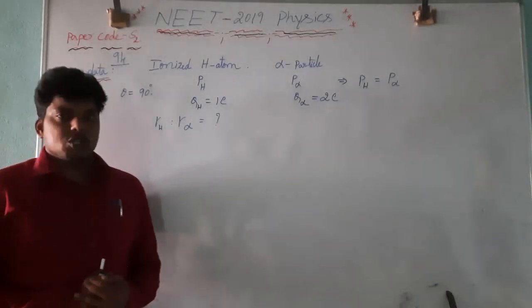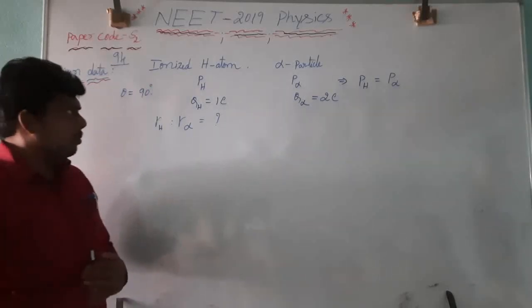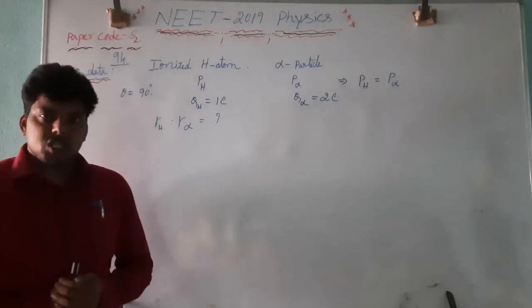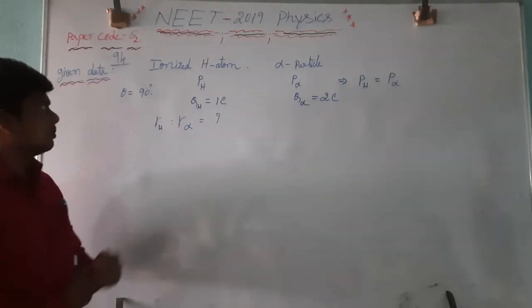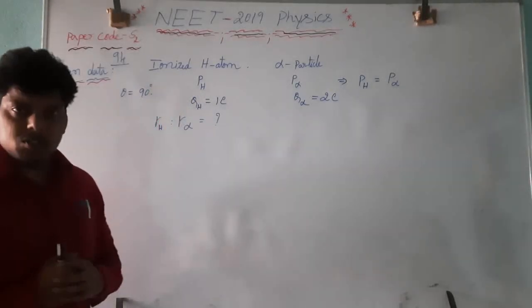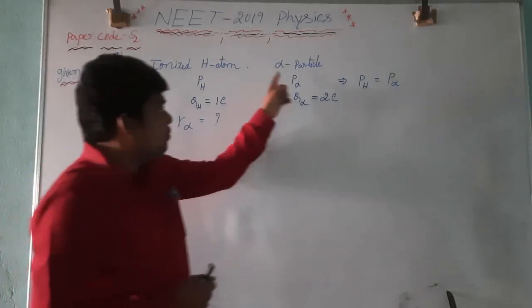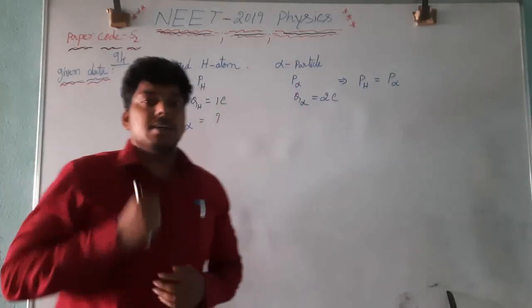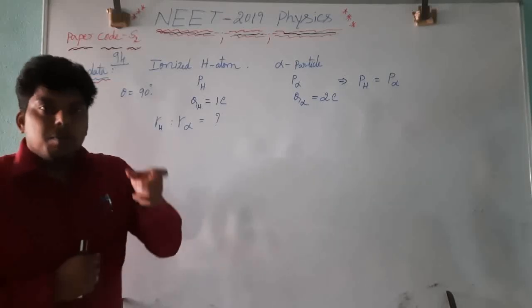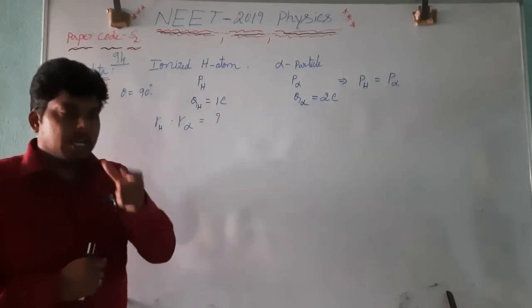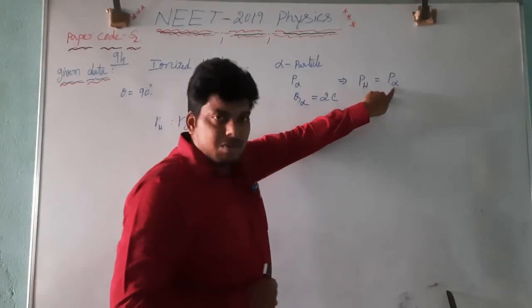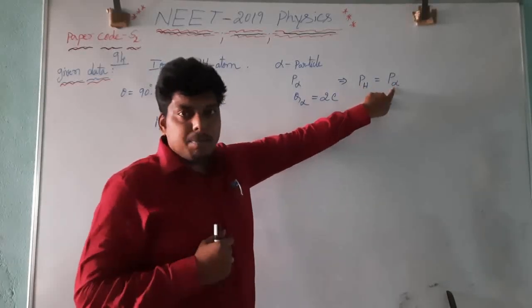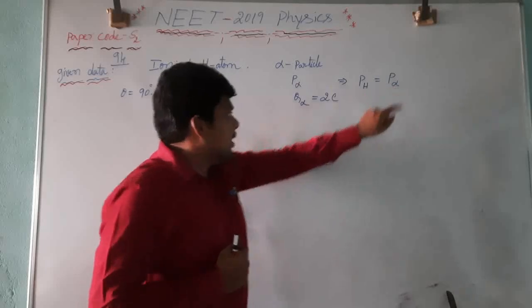Now the next question number is 94. Did you read the question? Yes. In the question, they have given that an ionized hydrogen atom and an alpha particle have the same momentum, meaning the momentum of the hydrogen atom is equal to the momentum of the alpha particle. Momentum is nothing but the product of mass and velocity.